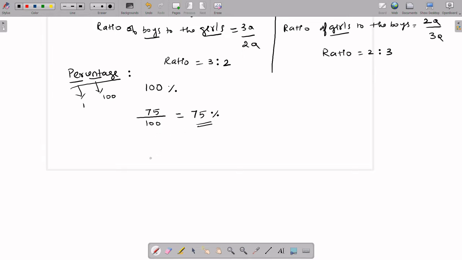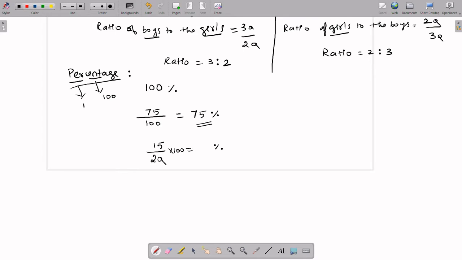Suppose one more example. Suppose you are writing your exam for 20 marks and you get 15 in that. How will you convert this into percentage? You have to multiply this by 100. When you multiply this by 100, it is converted into percentage.